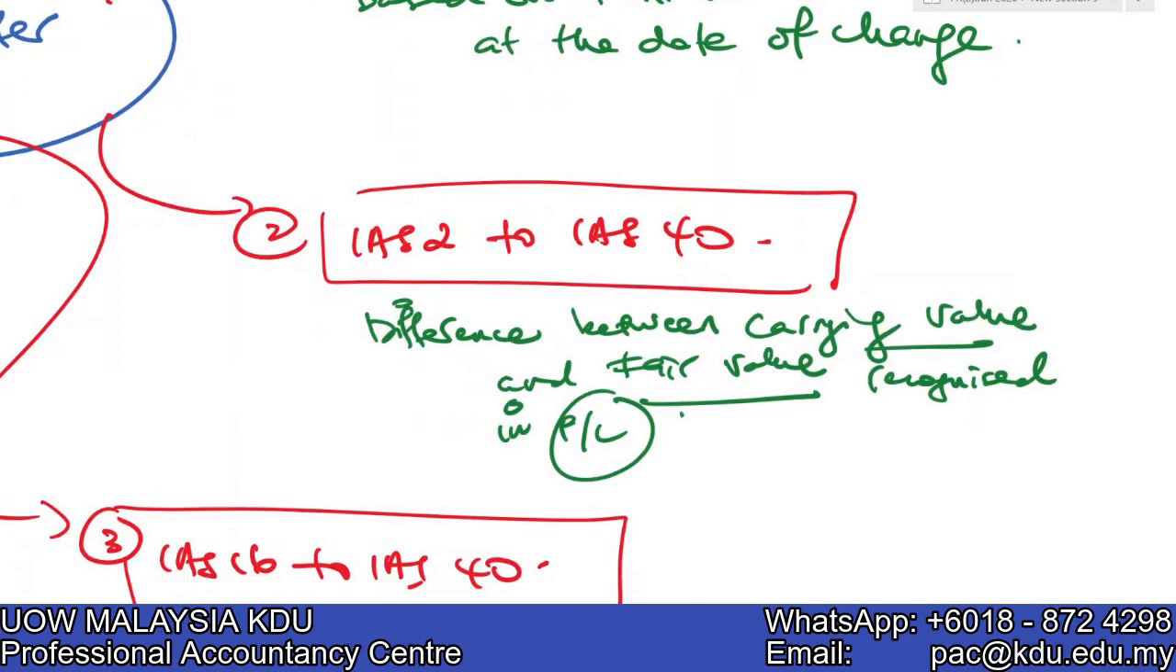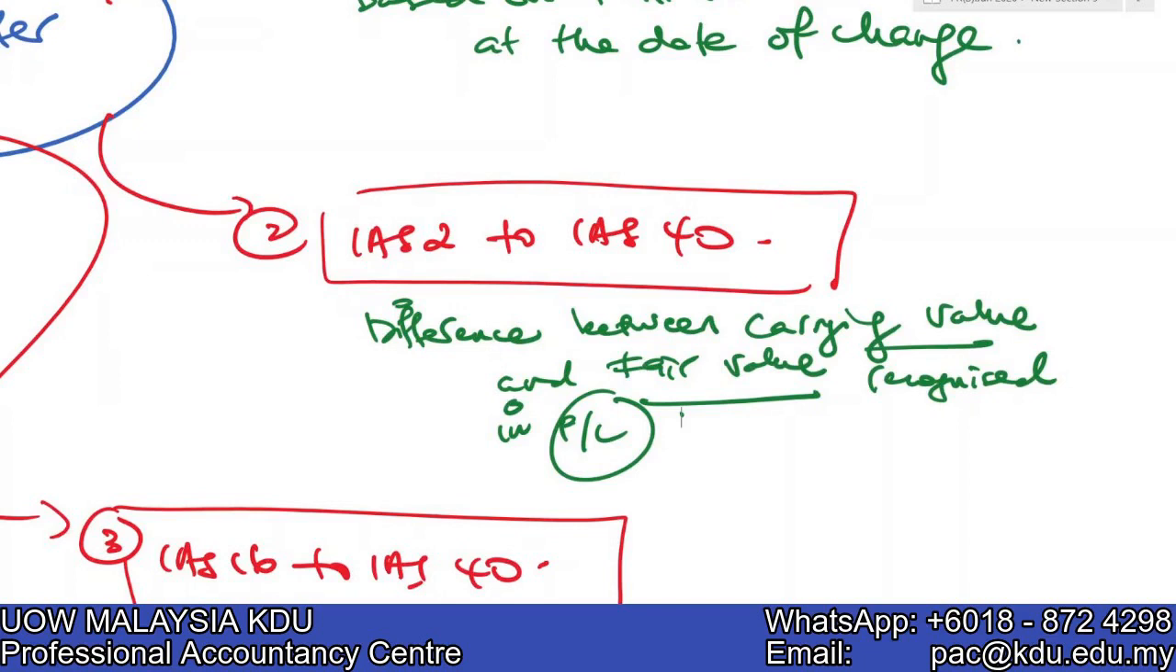If I'm changing from IAS 2 to IAS 40, page 96, investment property. If it's inventory, it will be at carrying value. Investment property will be at fair value. So at the date of change, there will be differences, isn't it? So the difference between these two figures, where do we recognize? Recognize in the P&L. Okay, so all these are accounting treatments that I have to remember.